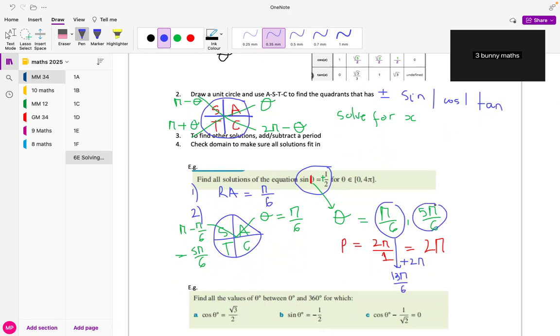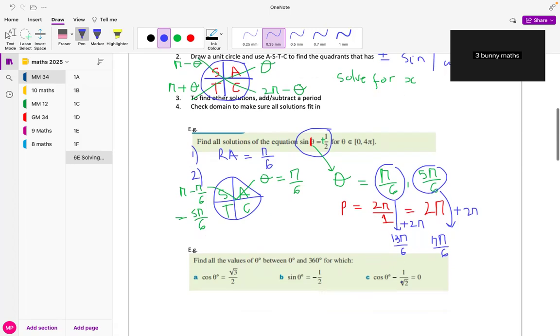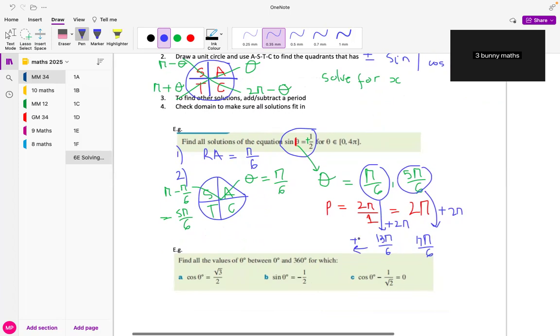5 pi/6, I do the same thing. I add 2 pi, right? That gives me 17 pi/6. Then if I do it again, 13 pi/6, if I add 2 pi, then what do I have? 25 pi over 6, right? And 17 pi over 6 plus 2 pi, what do I have? I will have 29 pi over 6.